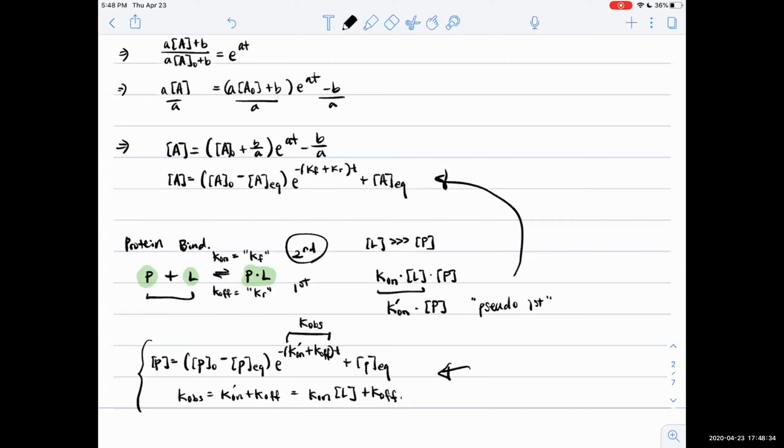And then we know that KD is, there's a question whether KD is K on over K off. It is actually K off over K on. It's reversed.